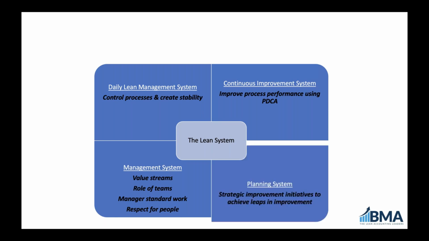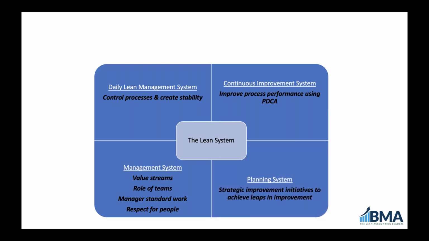And finally, there's the planning system. Sometimes this is also known as Hoshin, Hoshin Kanri, strategy deployment. And this is where lean companies work out strategic improvement initiatives to achieve annual leaps in improvement.